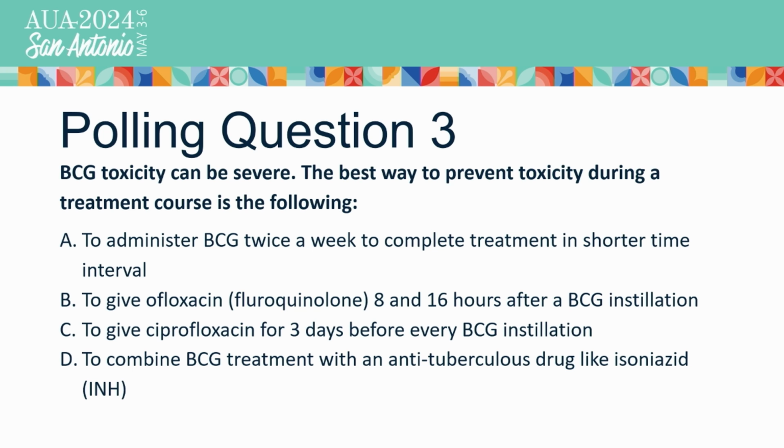Okay, question 3. BCG toxicity can be severe. The best way to prevent toxicity during a treatment course is the following: to administer BCG twice a week to complete treatment in a shorter time interval, to give ofloxacin or a fluoroquinolone 8 and 16 hours after a BCG instillation, to give ciprofloxacin for 3 days before every BCG instillation, or to combine BCG treatment with an anti-tuberculous drug like isoniazid.